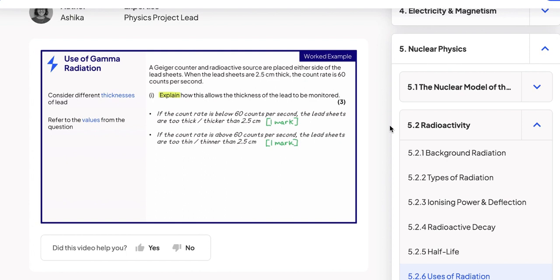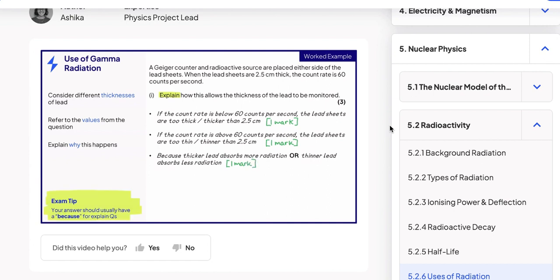State the obvious in your exam. Don't just assume that this is implied by your first sentence. Also, remember, this is an explain question. These count rates change because thicker lead absorbs more radiation. You can say the opposite, either will get you that third mark. A good rule of thumb for explain questions is to have phrases like, "This happens because," or "which is a result of," to back up your statements.